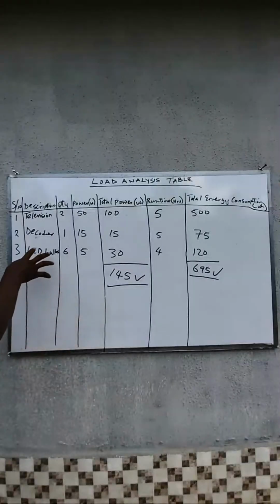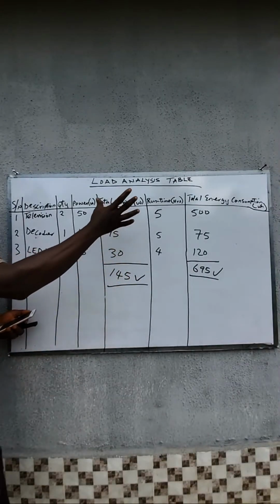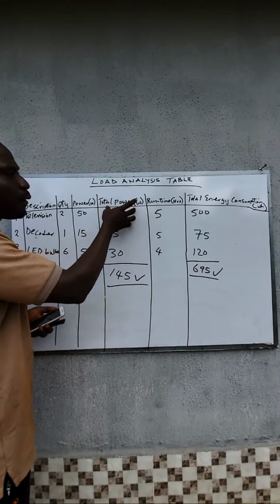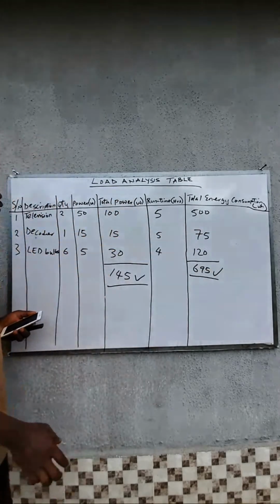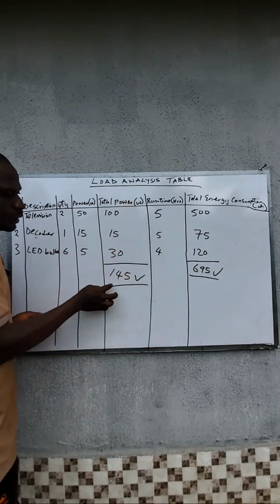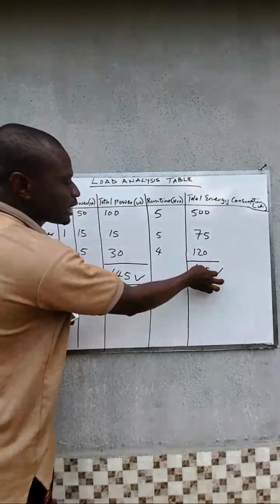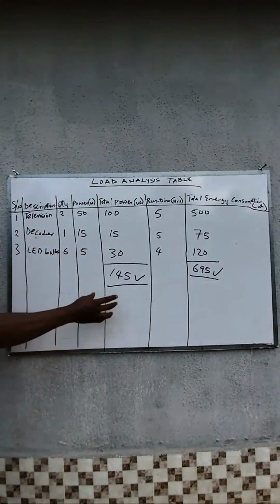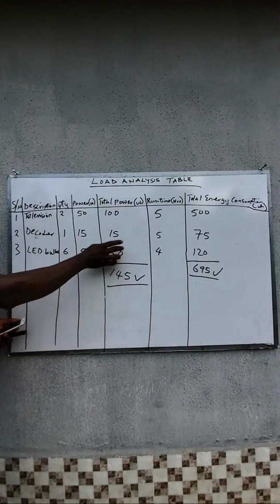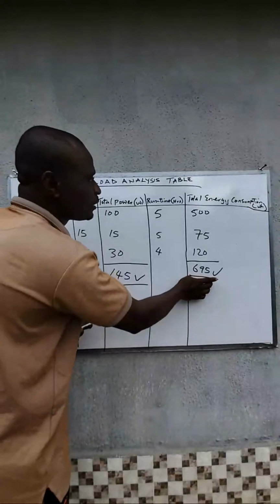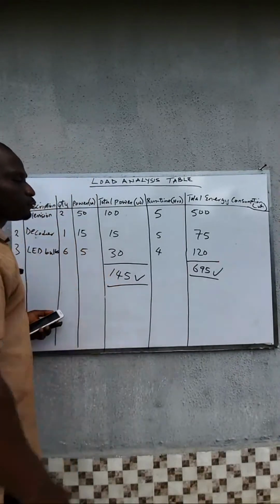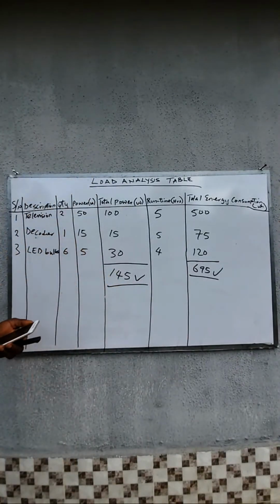You follow the same process for the other loads. Then when you're through, you need only these 2 columns, total power and total energy consumption. So you sum up this column. This is what we have, 145 watts. We sum up this one, we have 695 watt-hours. The total power, we'll use to size our inverter. And the total energy consumption, we will use to size our battery bank and our solar panels.